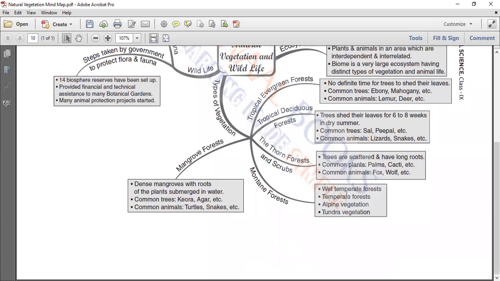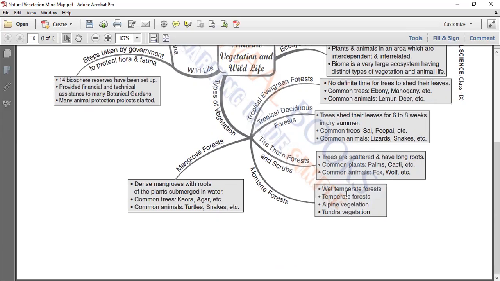Now we're talking about the thorn forest and the scrubs. Over here, the trees are scattered and they have long roots. Common plants found here are the palms and the cacti. Common animals are fox, wolf, etc.